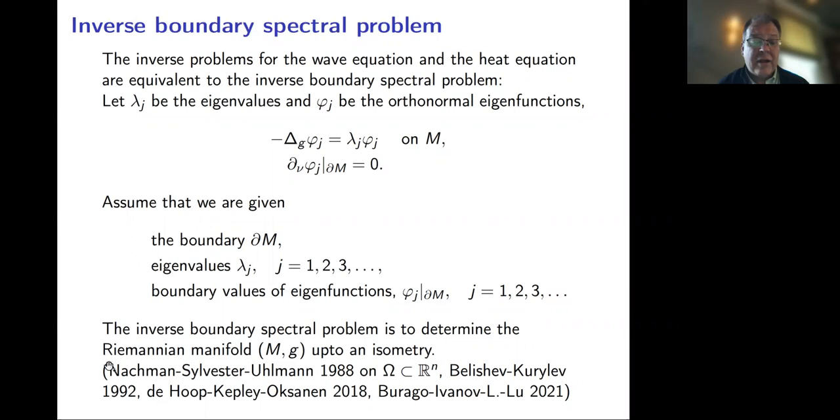This goes back, in the Euclidean space, to the Nachman, Sylvester, and Uhlmann result. For the wave equation, techniques were developed by Belishev and Kurylev using Belishev's boundary control method. And these methods have been recently implemented numerically by de Hoop, Kepley, and Oksanen. We also mention that with Burago, Ivanov, and Lu, this Jinpeng Lu here is the same person who is collaborating in this project that I report, we also have stability results for this inverse boundary spectral problem. And now we are going to replace this problem by an analogous discrete problem. So what is the motivation to study discrete problems?